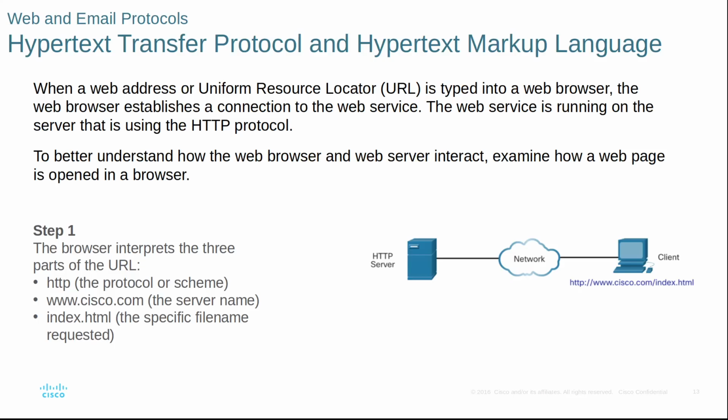You don't even have to type the www either. That's usually assumed, but www.cisco.com, that's the FQDN, the domain name or server name that's going to resolve to an IP address. And then index.html in this example, that's a specific file, the index page, that exists in the document root on that web server. It's known as a URL.